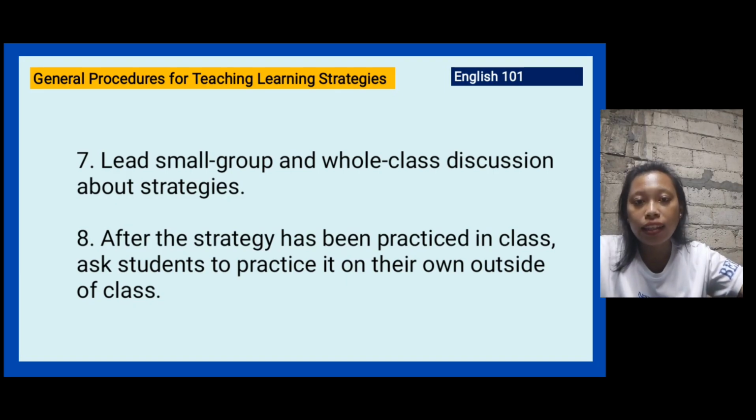Next is number 8. After the strategy has been practiced in class, ask students to practice it on their own outside of class.